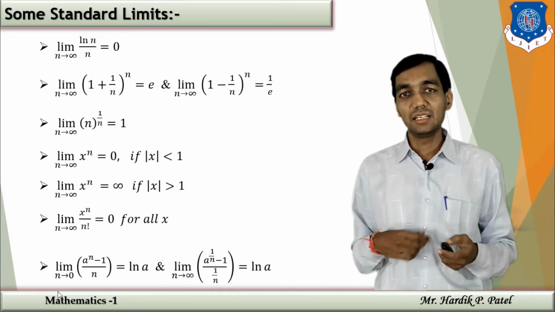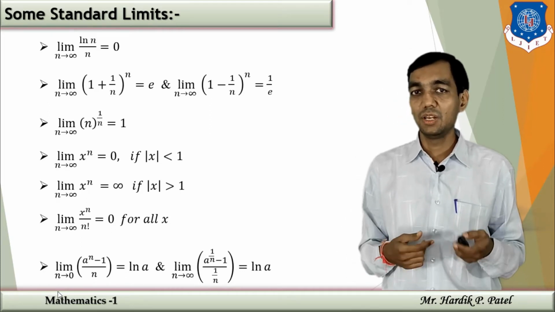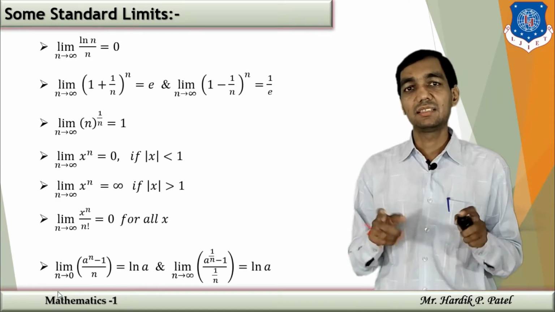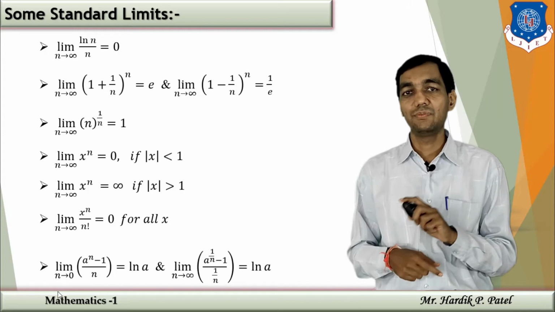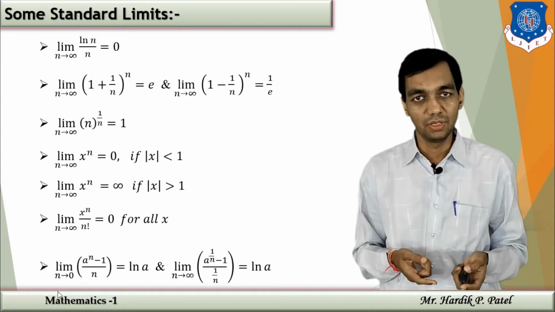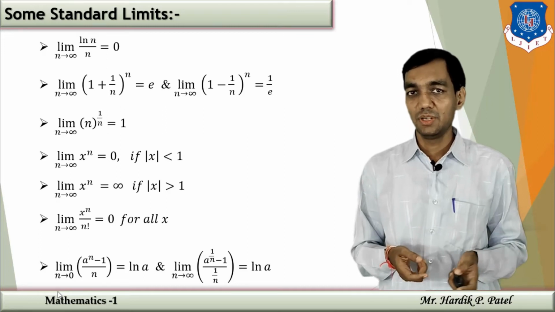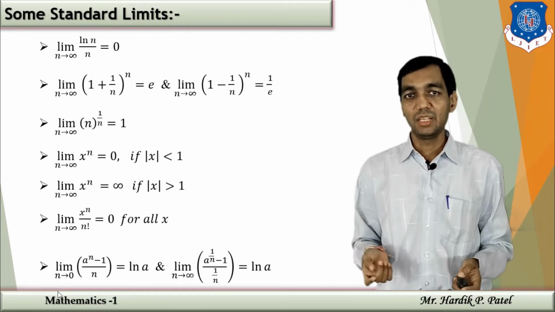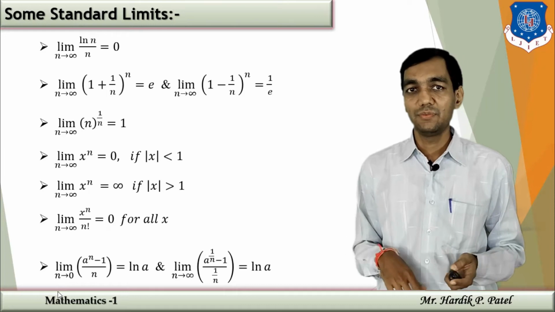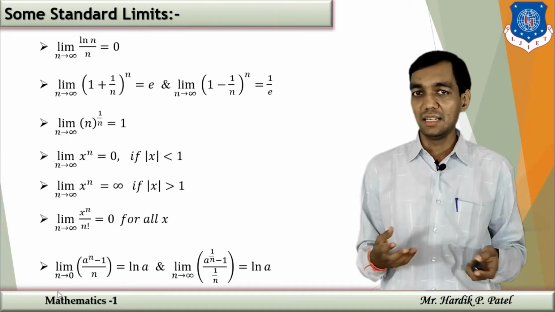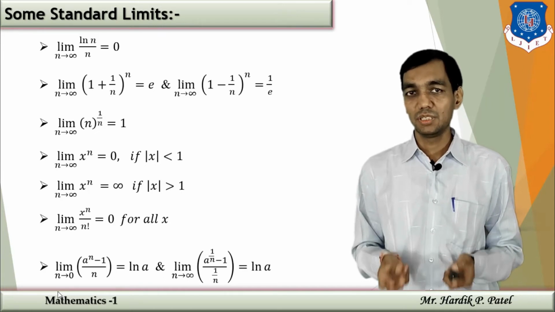The limit as n tends to infinity of x raised to n has a value 0 if the value of mod x is less than 1, and the same has a value infinity if the value of mod x is greater than 1. And for 1 and minus 1 we cannot say anything, that's why we have not written it here. In the same manner, the limit of x raised to n upon n factorial, where n tends to infinity and x has any value, has a value 0.